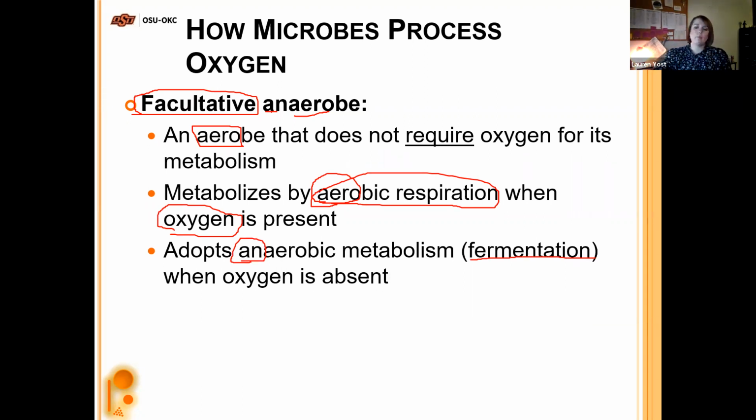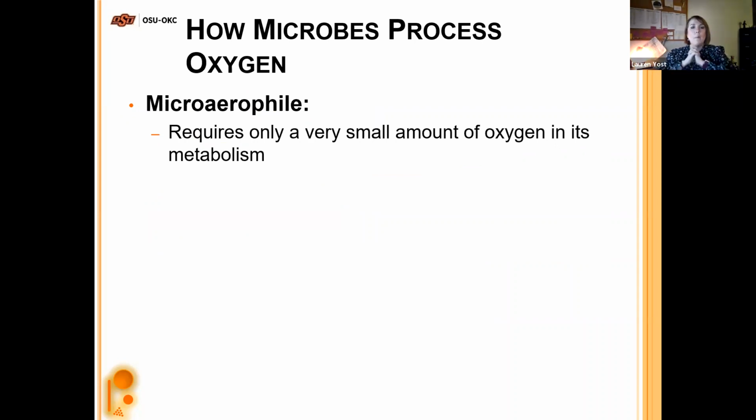Okay, microaerophiles. They require a very, very small amount of oxygen in the metabolism. An example of a microaerophile is Campylobacter. Have you ever heard of Campylobacter? It is a pretty common bacterial diarrheal disease, like foodborne illness. Not something that you necessarily call the CDC over, but people just get it all the time, like during Thanksgiving, because they don't cook their turkeys enough. Very common.